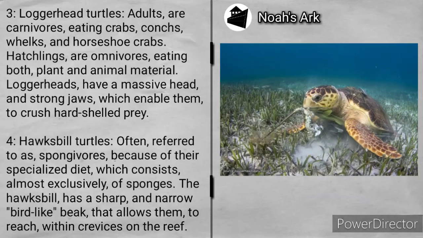3. Loggerhead turtles. Adults are carnivores, eating crabs, conchs, whelks, and horseshoe crabs. Hatchlings are omnivores, eating both plant and animal material. Loggerheads have a massive head and strong jaws, which enable them to crush hard-shelled prey.